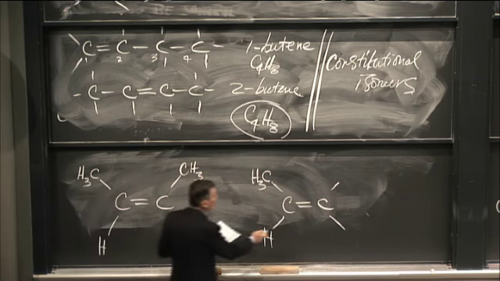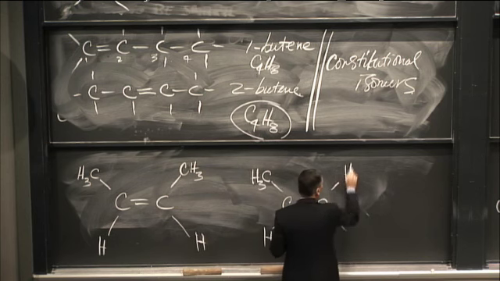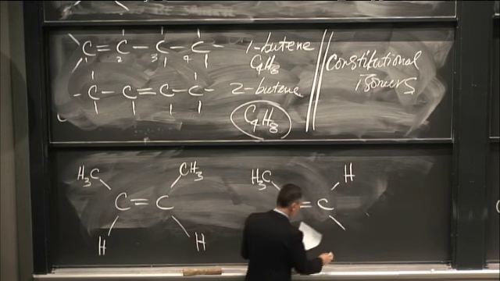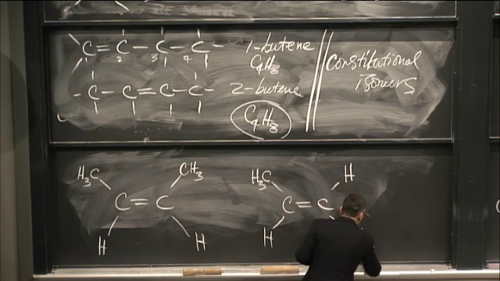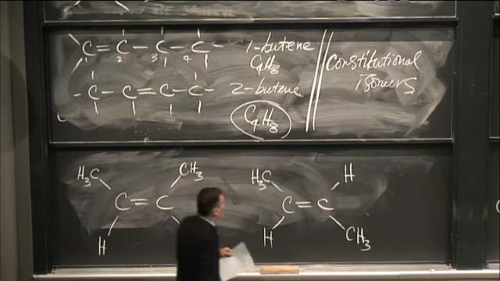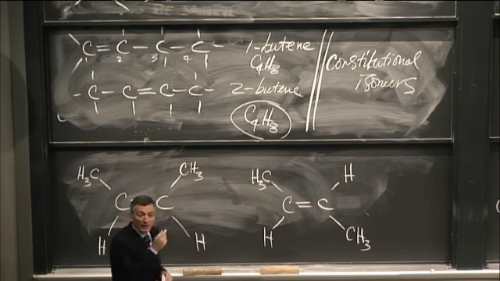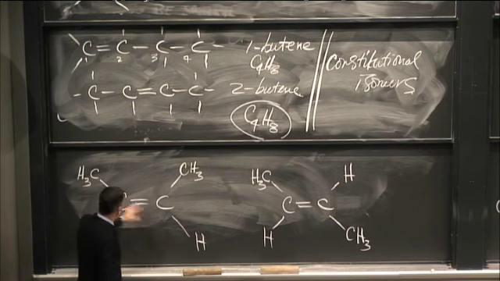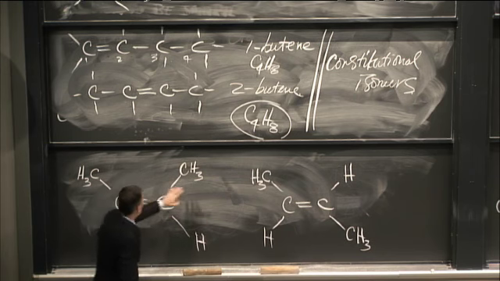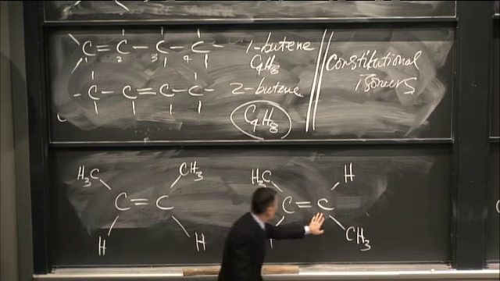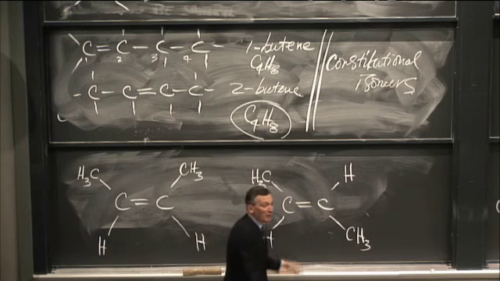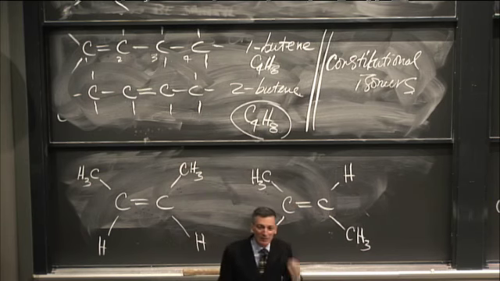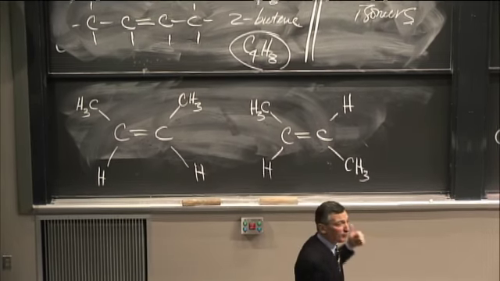But now what I'm going to do, just for grins and chuckles, I'm going to put the hydrogen in the upper position and the methyl in the lower position. Now, these are not constitutional isomers. They have the same constitution, right? Carbon-carbon double bond, 2 methyl groups, 2 hydrogens. Carbon-carbon double bond, 2 methyl groups, 2 hydrogens. So they're constitutionally identical, yet these have very different properties.